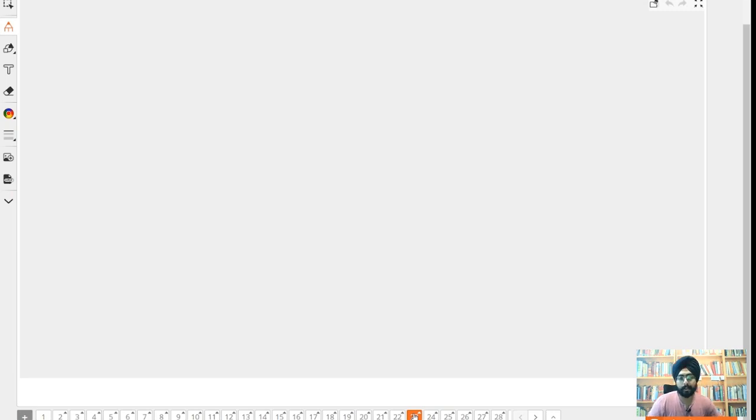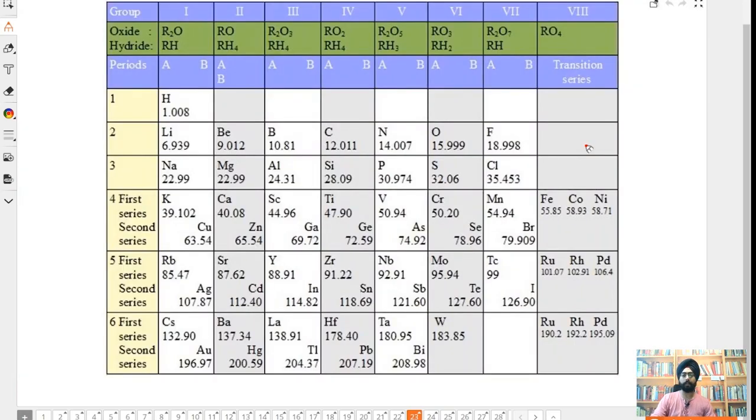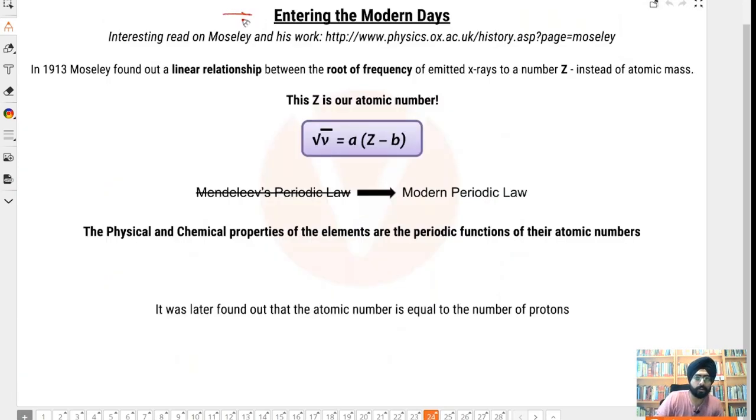People, focus on the recap please. This was your Mendeleev's periodic table. Now then you entered the modern days. People, focus on the modern days. If you don't focus, I'll have to disable the chat box, which is one thing that I hate doing. Cool. Okay, so entering the modern days.